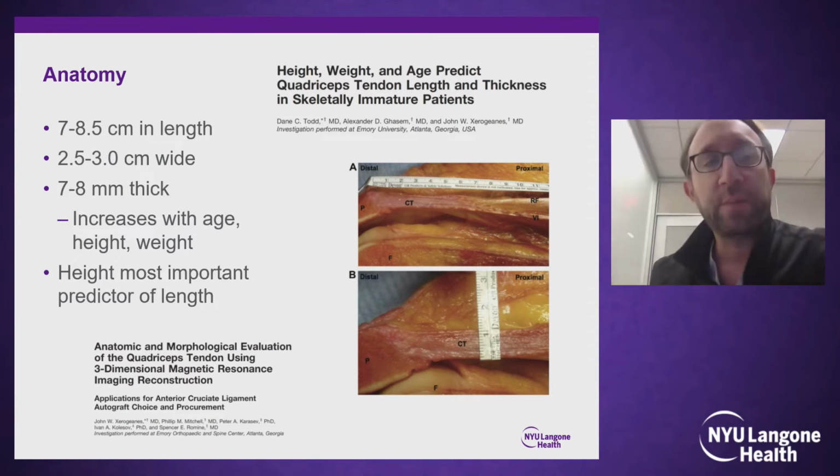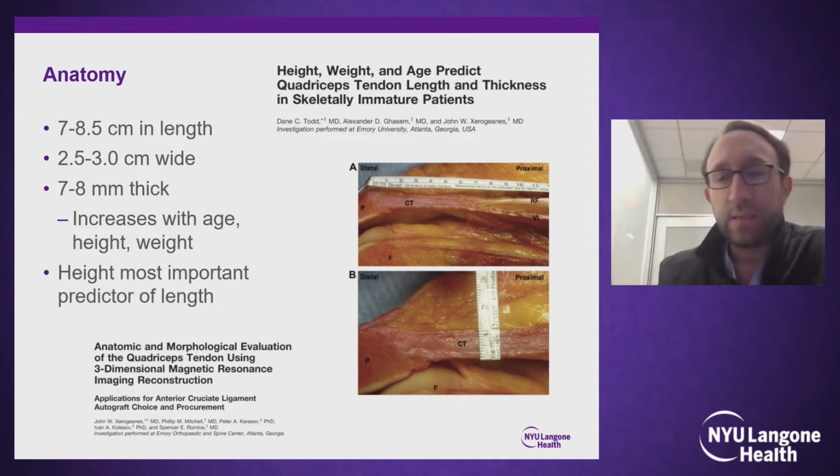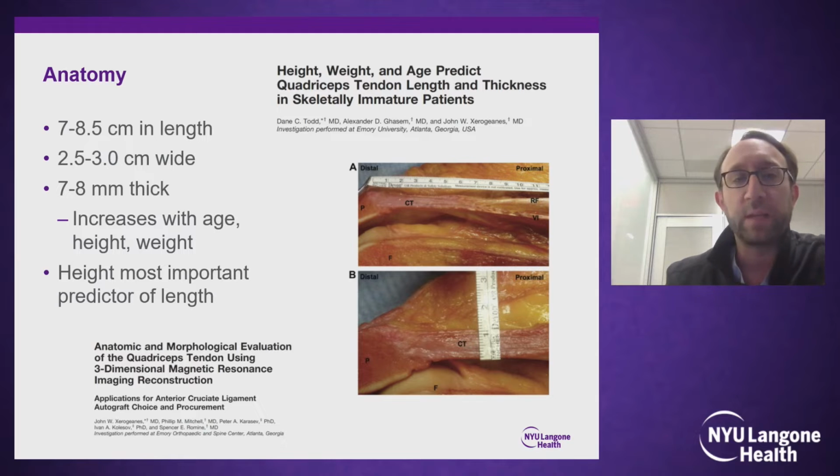So in terms of the anatomy of the quadriceps tendon, it's got two good factors in that it's long and it's thick. It's about 7 to 8 millimeters thick at its most robust portion, about 2.5 to 3 centimeters above the patella. It's certainly very wide, and it can range anywhere from about 2.5 to 3 centimeters wide when it comes to the insertion site onto the patella. And it's long, so you can get a very long graft as well.